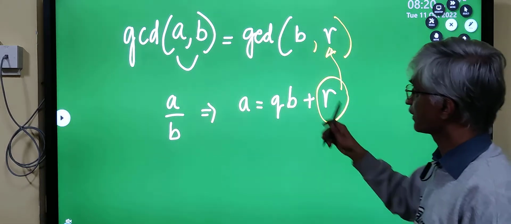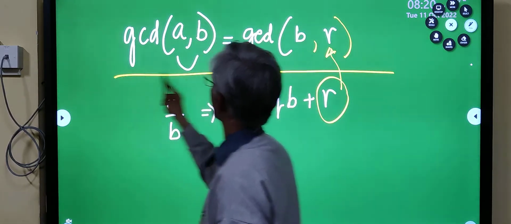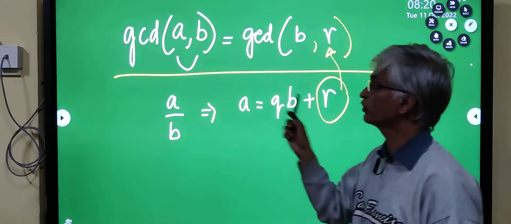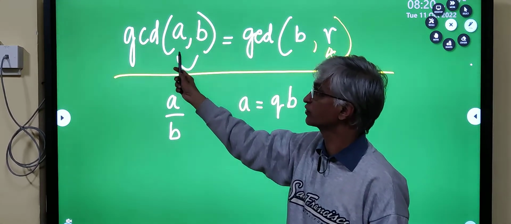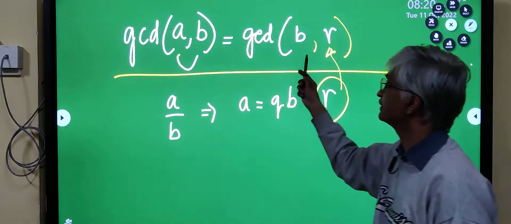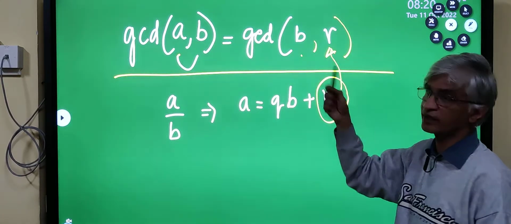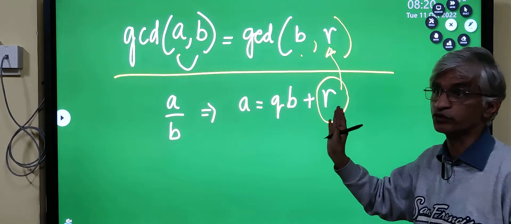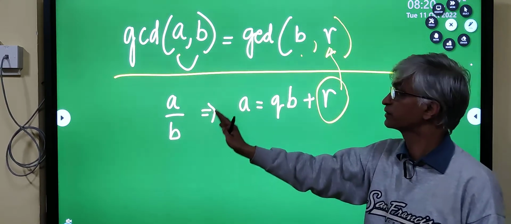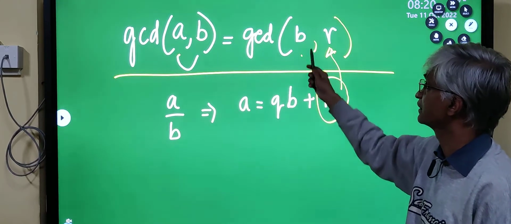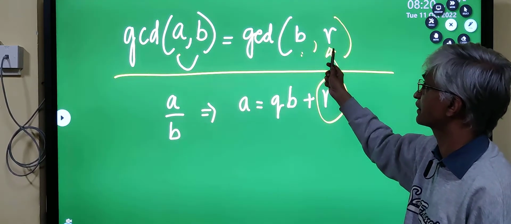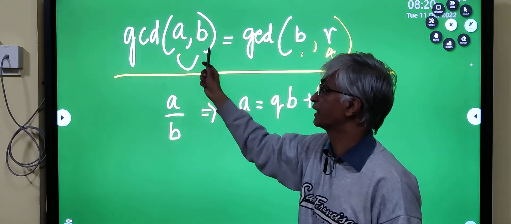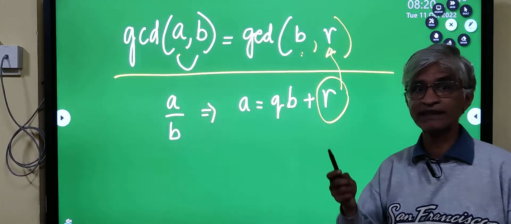So finally, how easy or how difficult is it to prove it? It is the same proof as before. All you need to prove is if D is a common divisor of A and B, then D is also a common divisor of B and R. It's very easy to prove this, but to complete the proof, you must also prove the opposite direction: if D is a common divisor of B and R, then D is also a common divisor of A and B, and that is also equally easy.